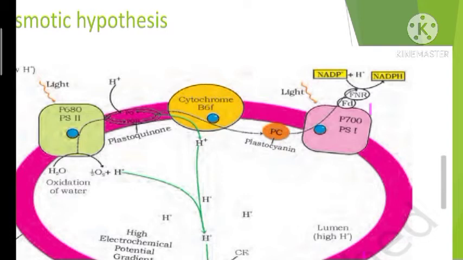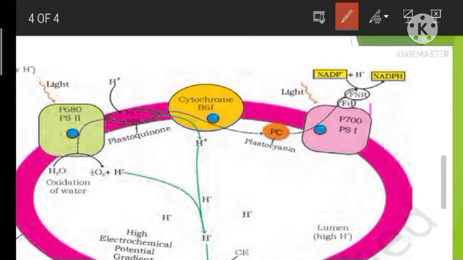In non-cyclic photophosphorylation, photosystem 2 will be receiving the light photons, isn't it? So when it receives the light photons, the reaction center, that is the chlorophyll A molecule, will receive that light energy and the electrons get excited. When the electrons get excited, they move to an orbit farther from the atomic nucleus, isn't it? And that electron will be picked up by the primary electron acceptor, which is present on the outer surface of the thylakoid membrane, that is in photosystem 2.